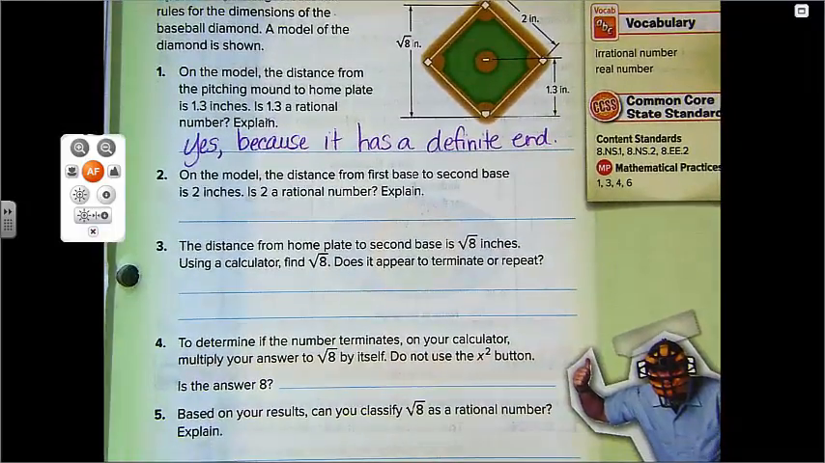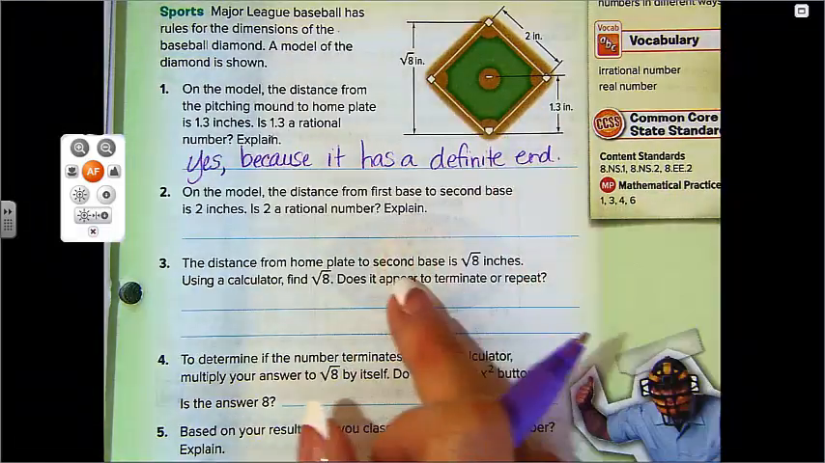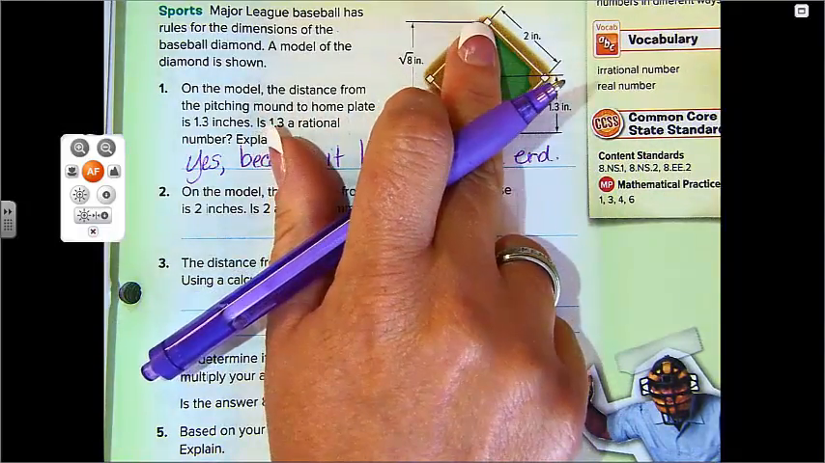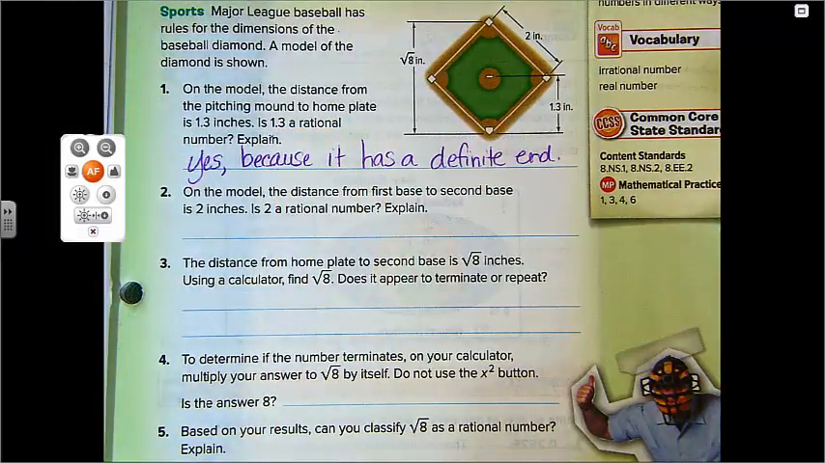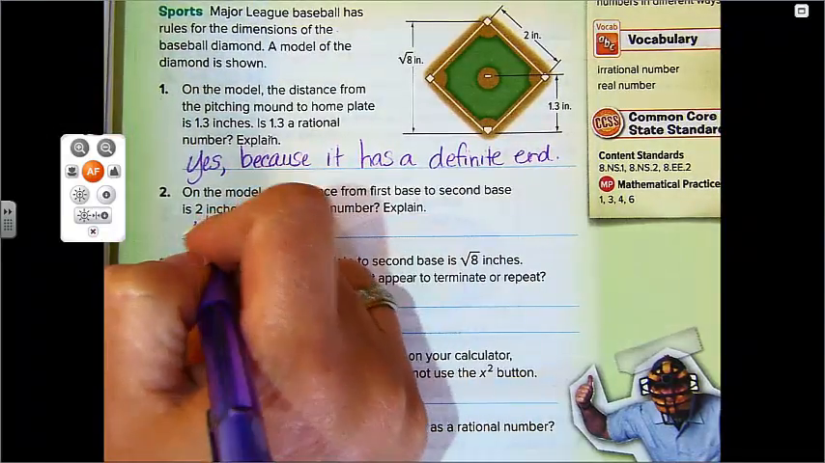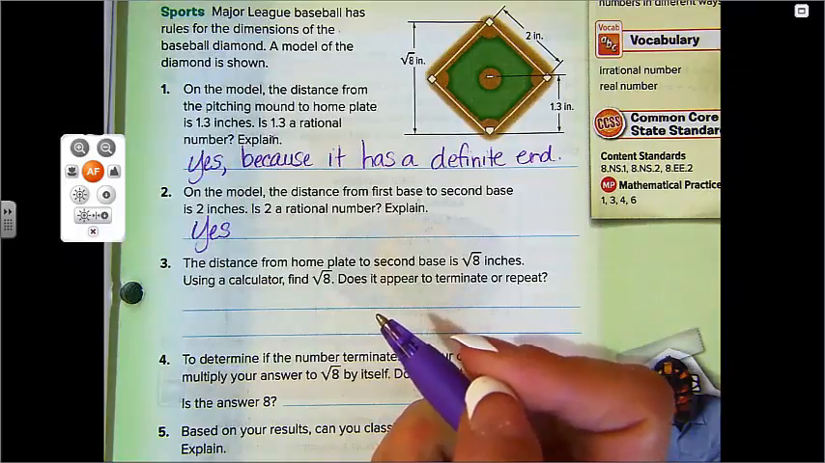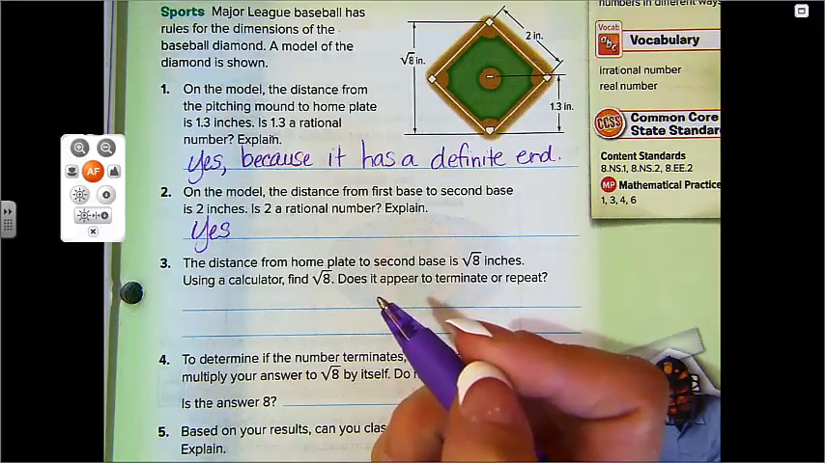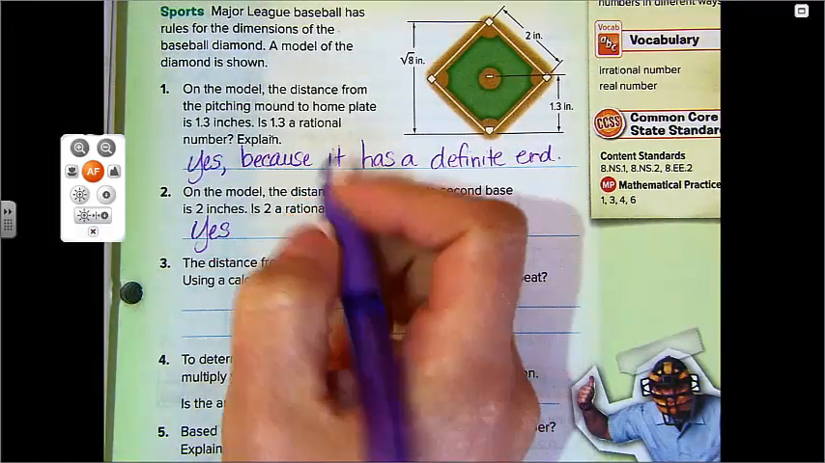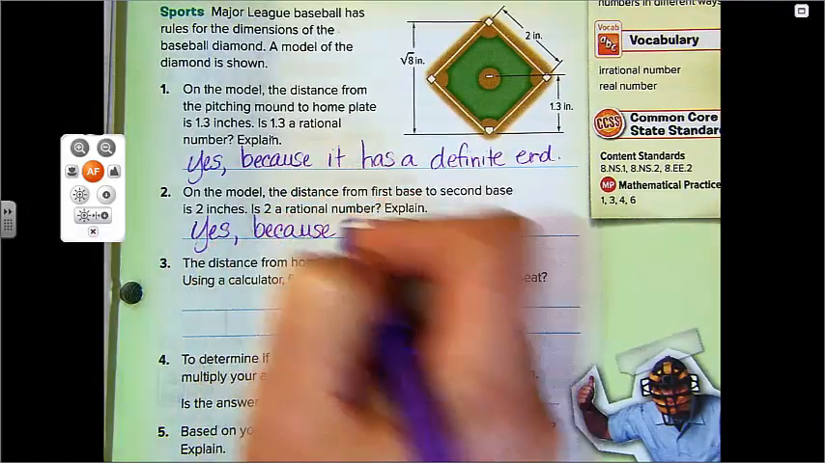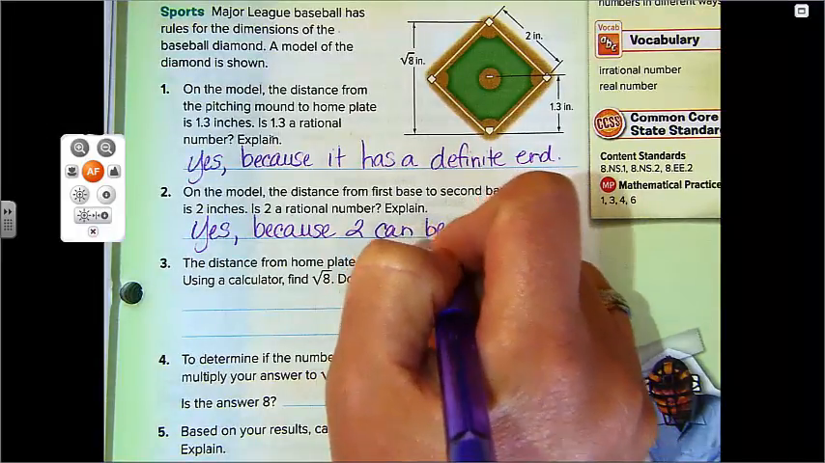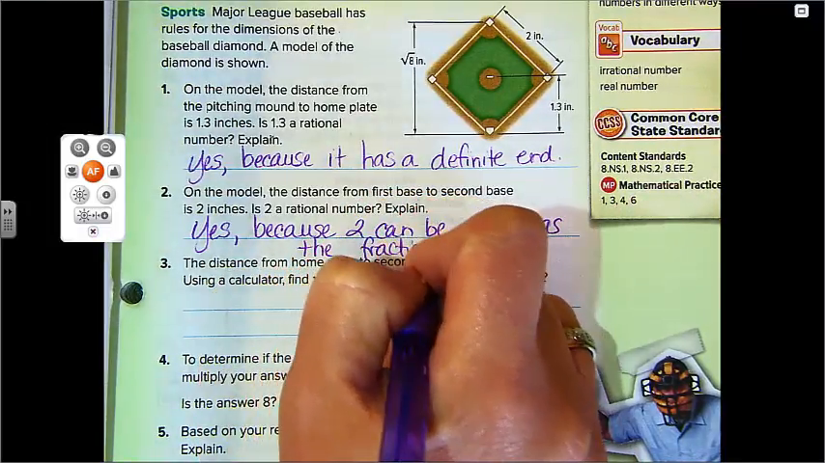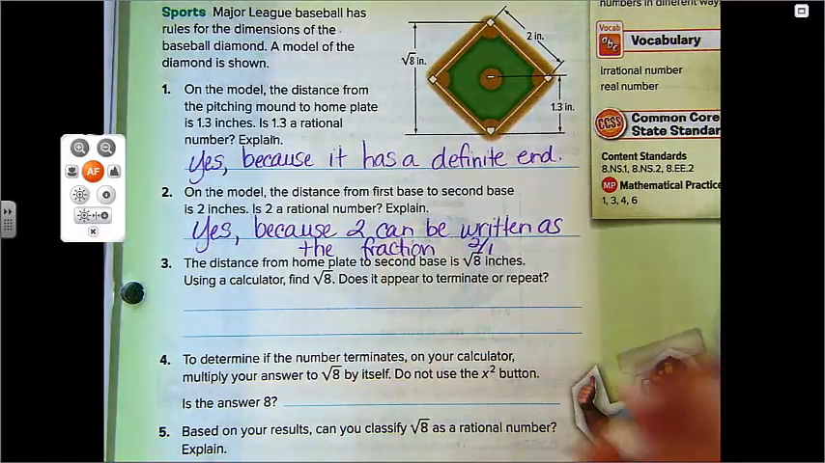Let's look at the second question. It's talking about the same model of the baseball diamond. It says, on the model, the distance from first to second base, so here's first base for those of you who don't know much about baseball, and that's okay, and here's second base, and that distance is 2 inches. Is 2 a rational number? Hopefully, again, you're saying yes. Remember, a rational number can be written as a fraction, or as a decimal it has a definite end or it repeats. So can 2 be written as a fraction? Yes. It's rational because 2 can be written as the fraction 2 over 1. Remember, any whole number I can turn into a fraction by putting it over 1.